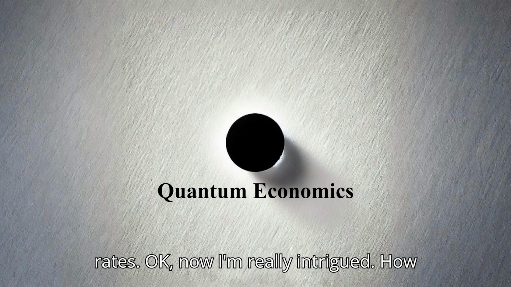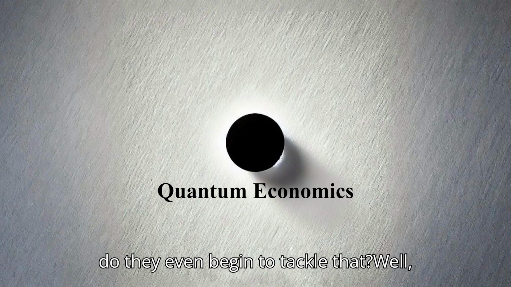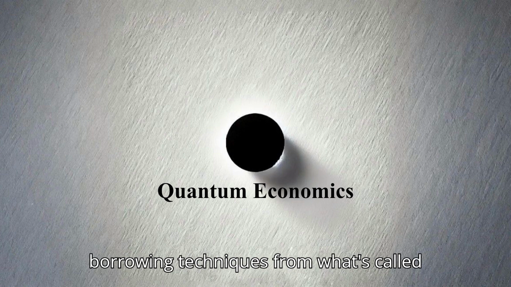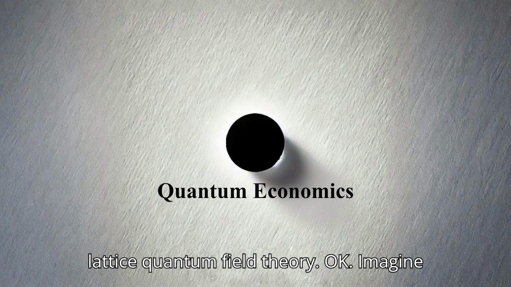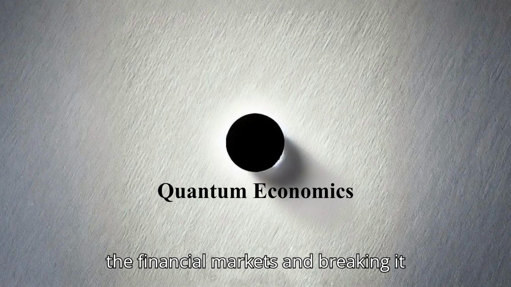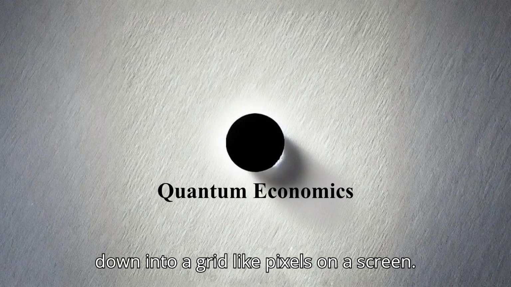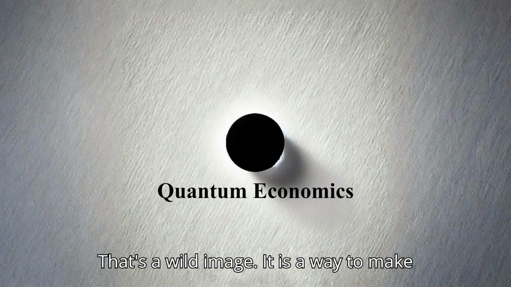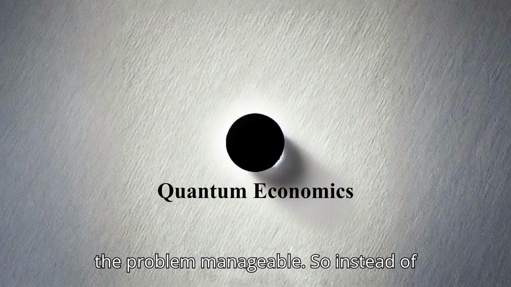Okay, now I'm really intrigued. How do they even begin to tackle that? Well, this is where things get even more interdisciplinary. They're actually borrowing techniques from what's called lattice quantum field theory. Okay. Imagine taking that smooth, continuous flow of the financial markets and breaking it down into a grid, like pixels on a screen. So we're like pixelizing the market. That's a wild image. It is a way to make the problem manageable.